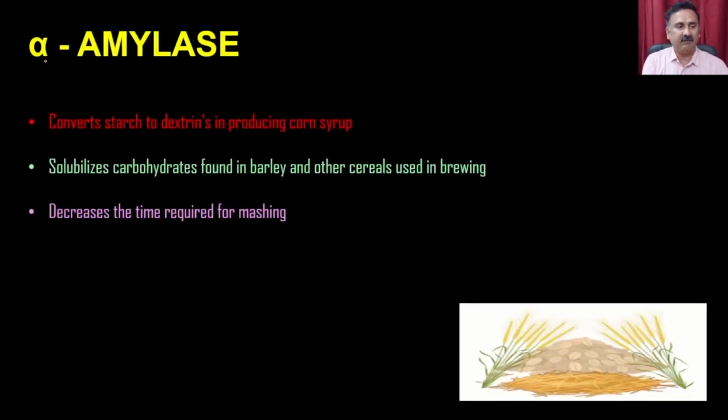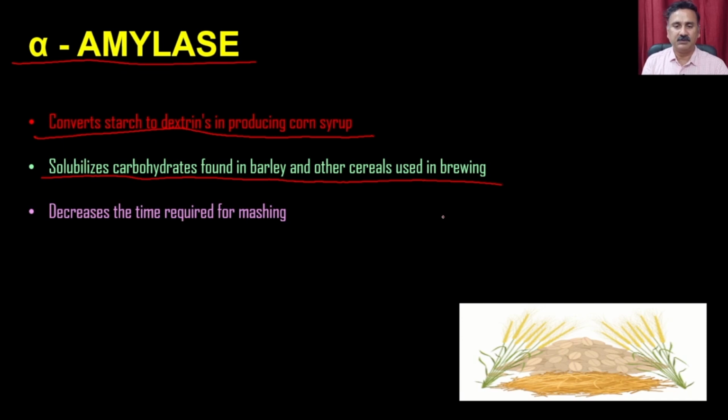Then we have the alpha amylase. Alpha amylase converts the starch to dextrin in producing the corn syrup, and it solubilizes the carbohydrate found in the barley and other cells used in the brewing, and it decreases the time required for the mashing.